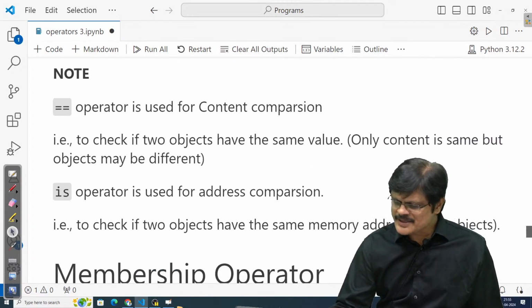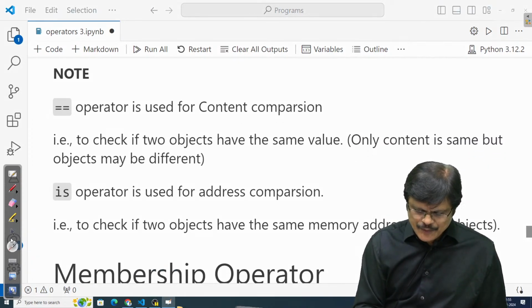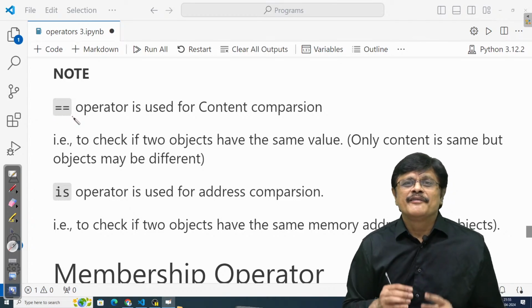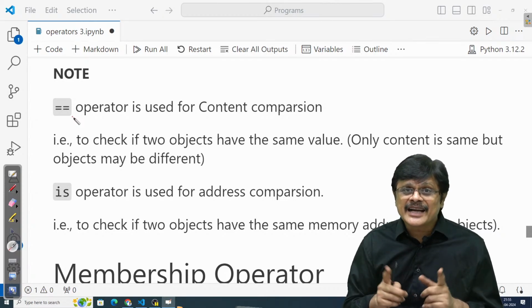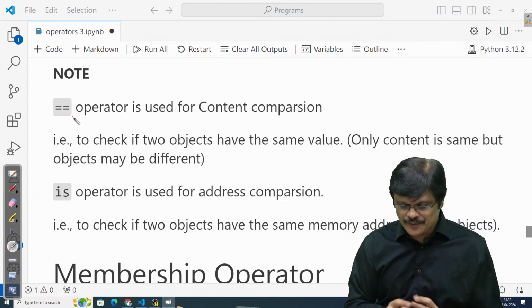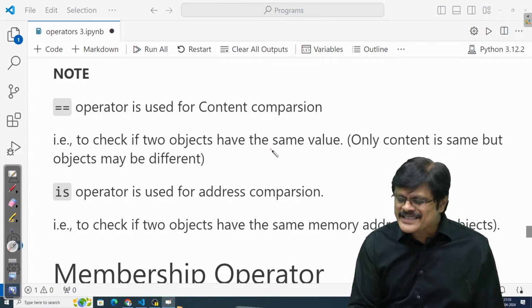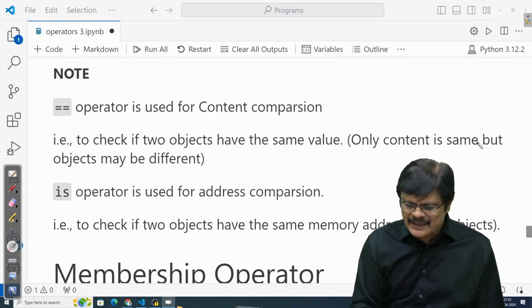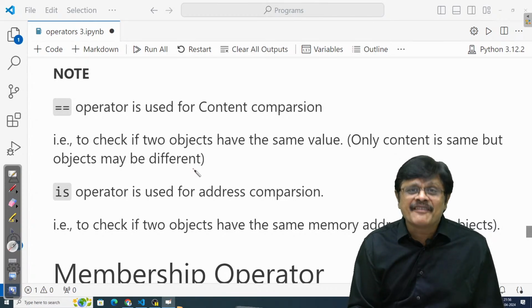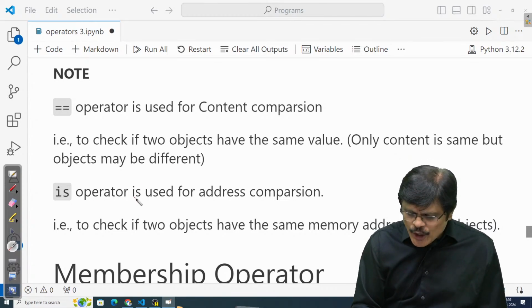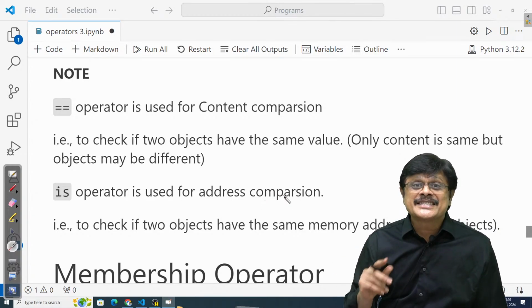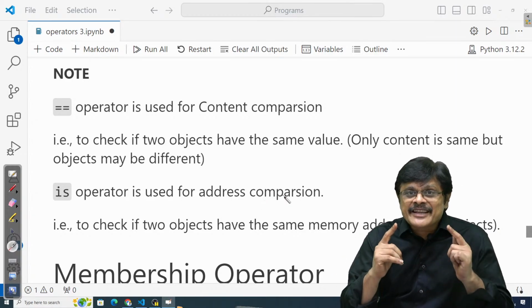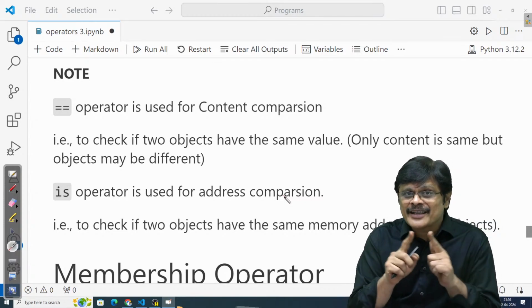And please note this, my dear friends. We use equal to for content comparison. That is to check if the objects have the same value or not. Only the content is the same, but the objects may be different. And the is operator is used for address comparison, that is, whether they are the same objects or not. To see whether their values are the same or not, we use equal to.